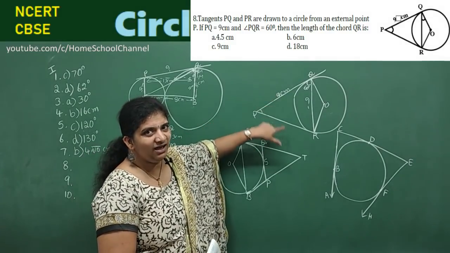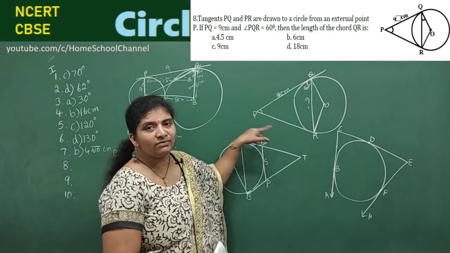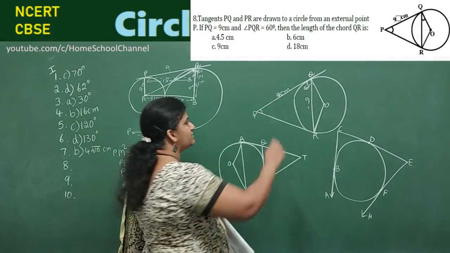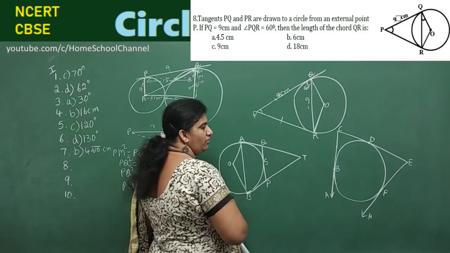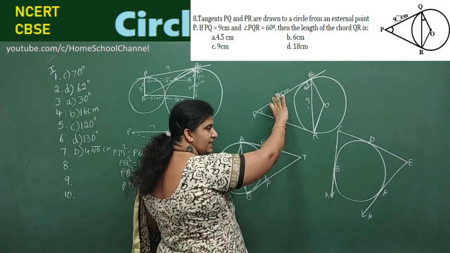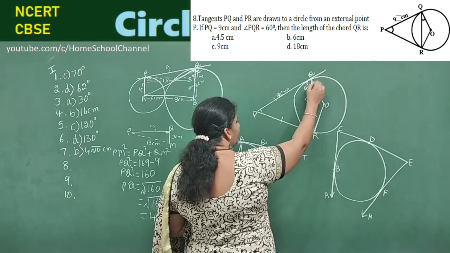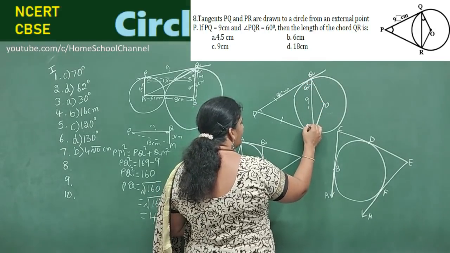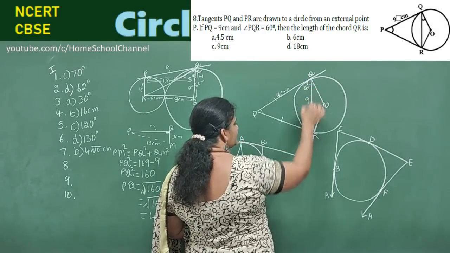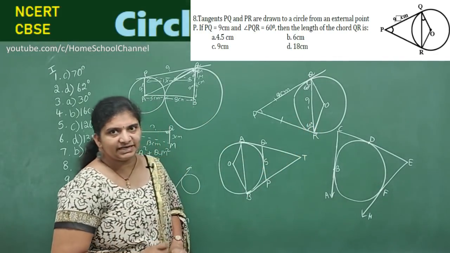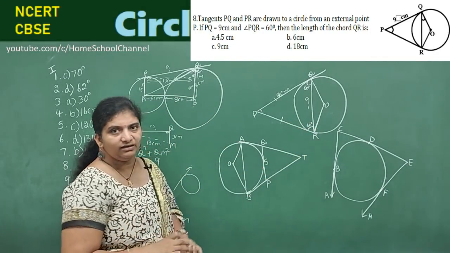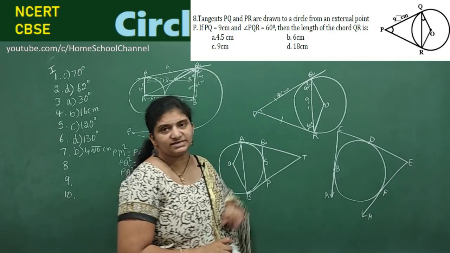These two tangents are equal. PQ is equal to PR. Observe here, PQ is equal to PR. If these two sides are equal, then observe triangle PQR, their opposite angles are equal. Then this is 60, this will be 60 degrees. They have given that this angle is also 60.